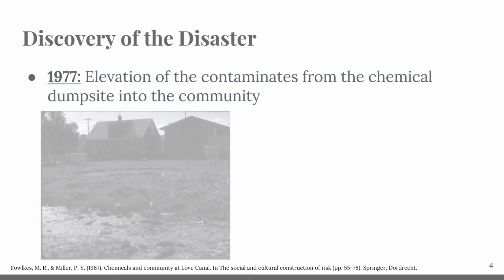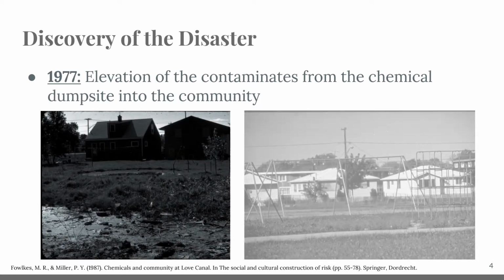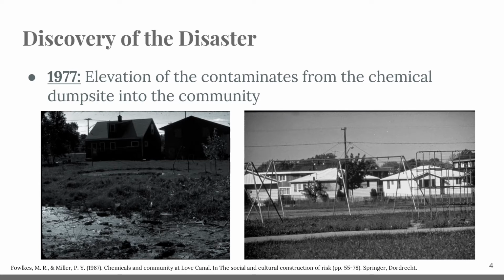Puddles of black sludge and other strange colored liquids began to leak into yards, basements, and public playgrounds. This was caused by the 21,800 tons of residue and byproduct that were leaked. Numerous chemicals, including carcinogens that are known to cause harmful and detrimental effects on human health, were exposed to the people of this neighborhood. Here are some graphics of the neighborhood homes and playgrounds in Love Canal.